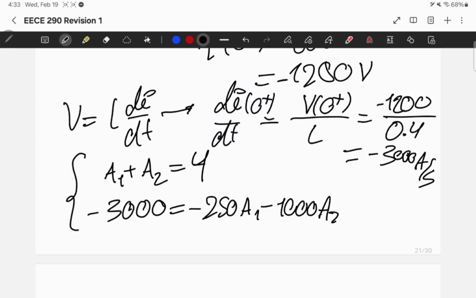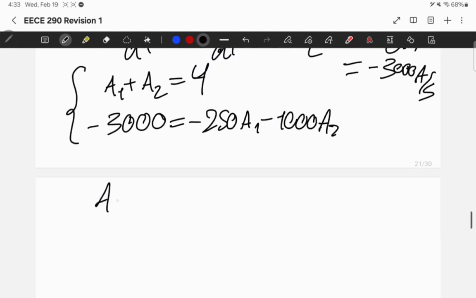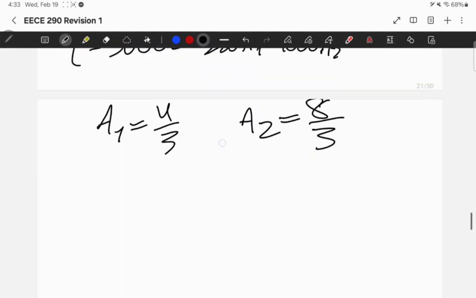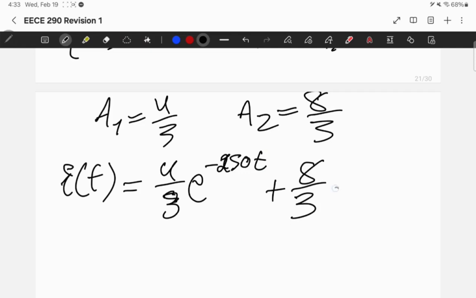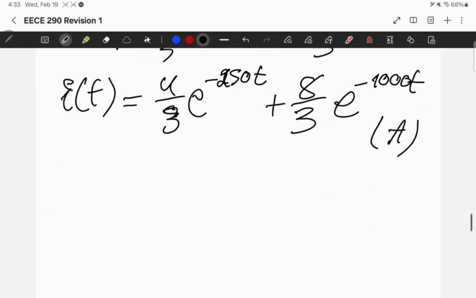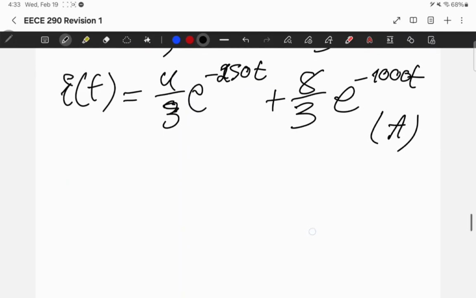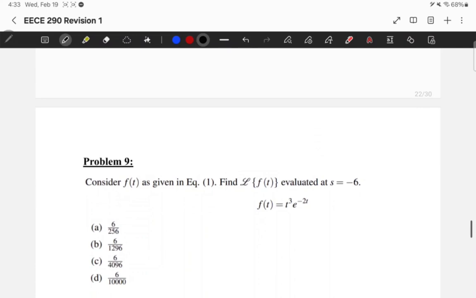Okay, A1 is equal to 4 over 3, A2 is equal to 8 over 3, and the expression of my current is i of t is equal to A1, 4 over 3, exponential s1, so minus 250 t, plus A2, which is 8 over 3, exponential s2, minus 1000 t. This is the expression of my current, given in amperes. Okay, now we finished with chapter 8.